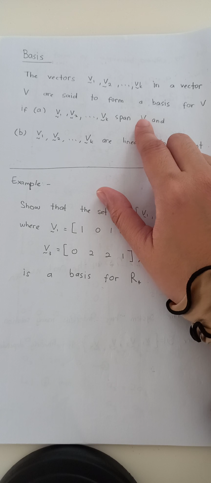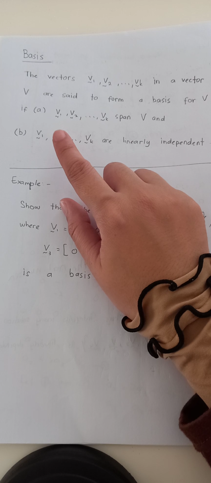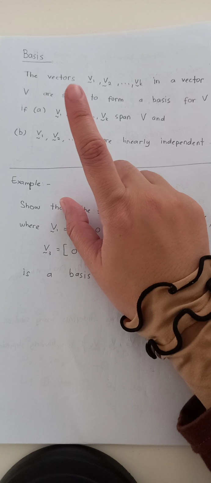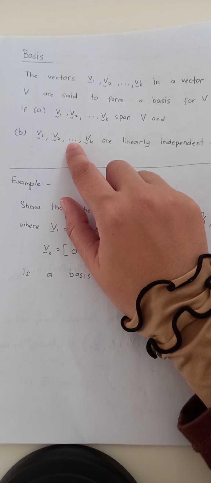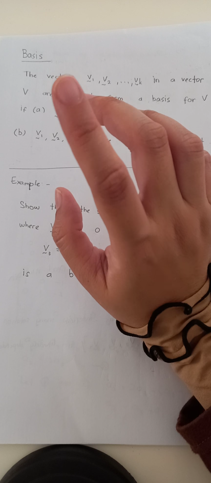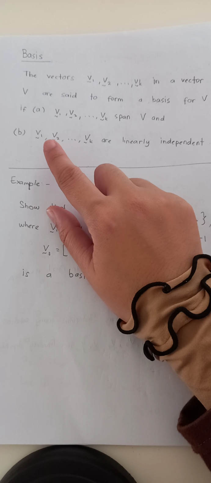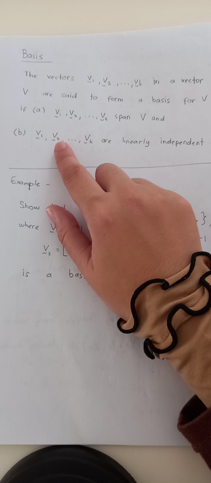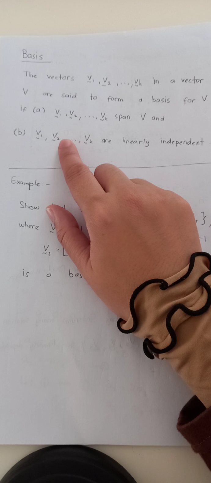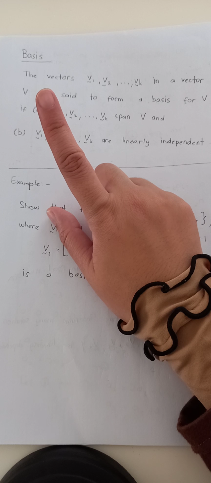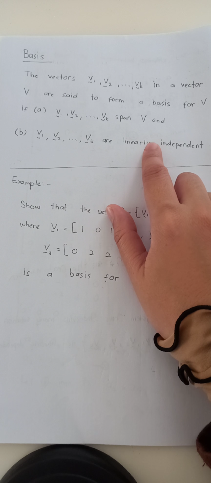Okay, the second one, all the V1, V2 and Vk must be linearly independent. So kalau linearly independent, it means that the A1, A2, the constant, the coefficient, okay, must for its vector. Okay, once again, the coefficient for its vector, okay, must all be 0. Then it is called linearly independent.